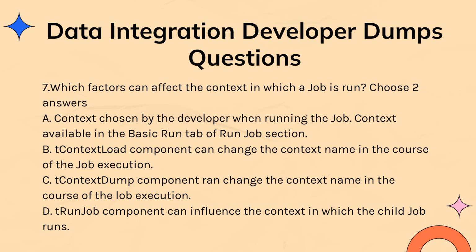7. Which factors can affect the context in which a job is run? Choose 2 answers. A. Context chosen by the developer when running the job. Context available in the Basic Run tab of the Run Job section. B. The tContextLoad component can change the context name in the course of the job execution. C. The tContextDump component can change the context name in the course of the job execution. D. The tRunJob component can influence the context in which the child job runs.